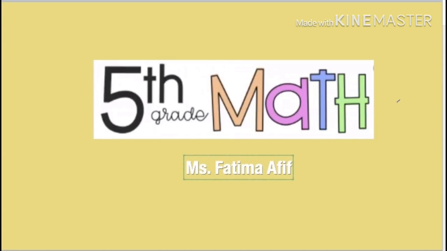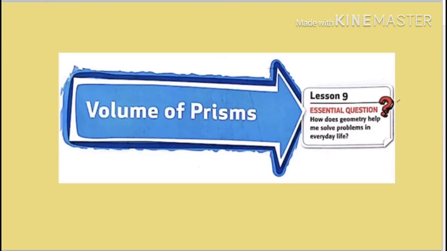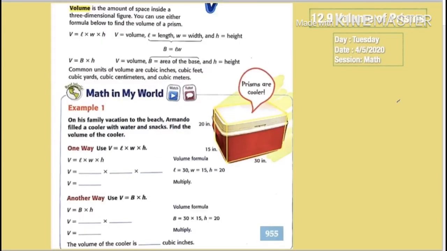So today's lesson will be lesson number 9, which is volume of prisms on page 955. I'm going to go over some key vocabulary before I get started. This lesson is pretty straight to the point, but it does require a little bit of extra thinking when multiplying double digits. So the volume is the amount of space inside a three-dimensional figure.